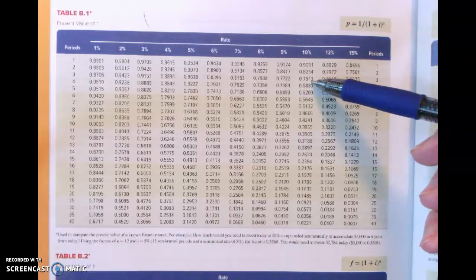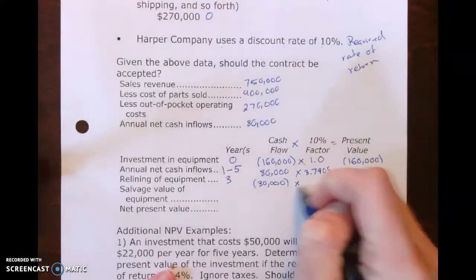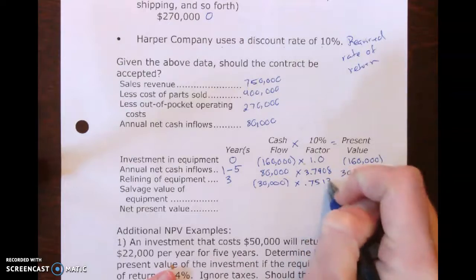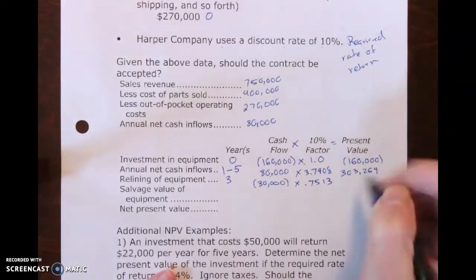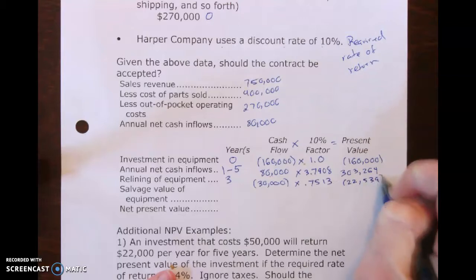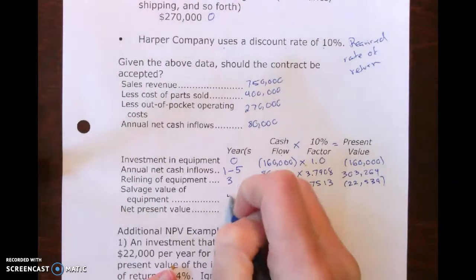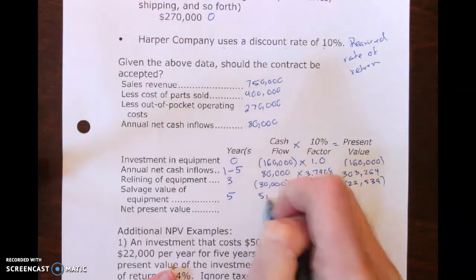Why 3 years and not 5 years? It's because the relining of the equipment occurs in year 3. So here's my factor, 0.7513. I can multiply that 30,000 times 0.7513, and that gives me 22,539.